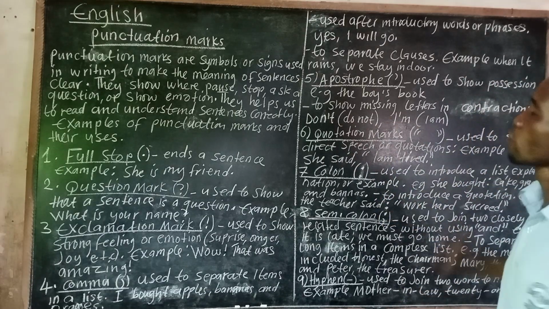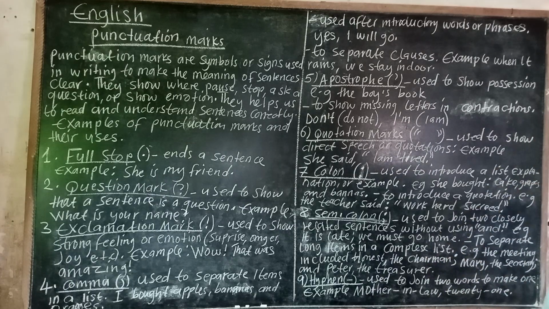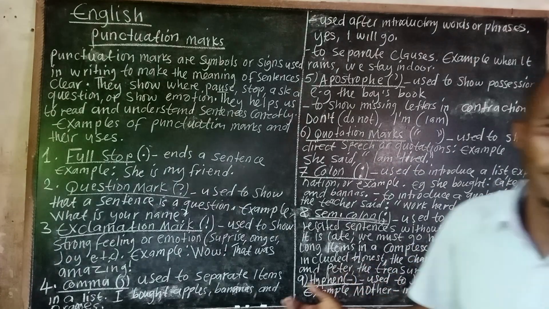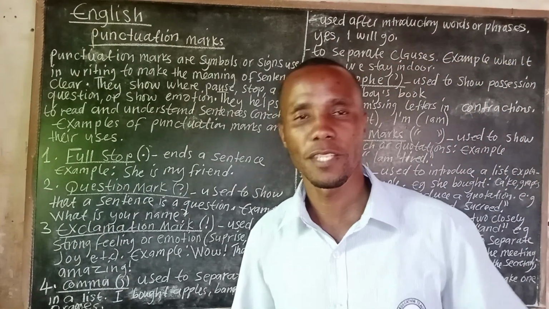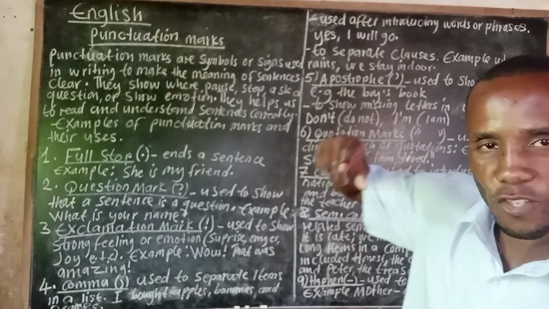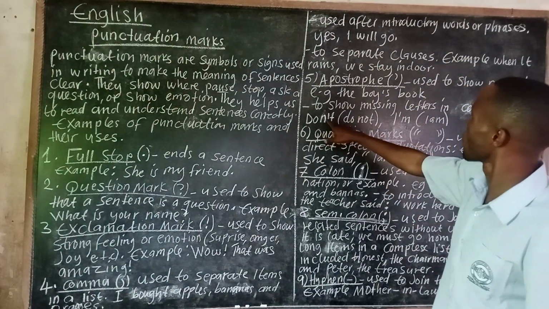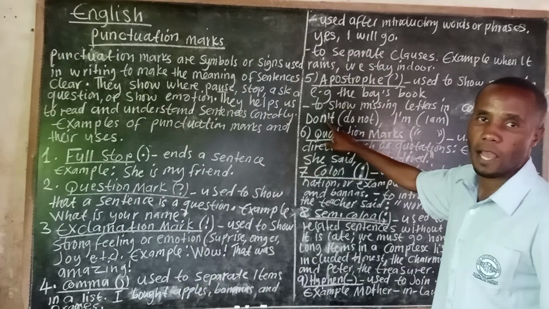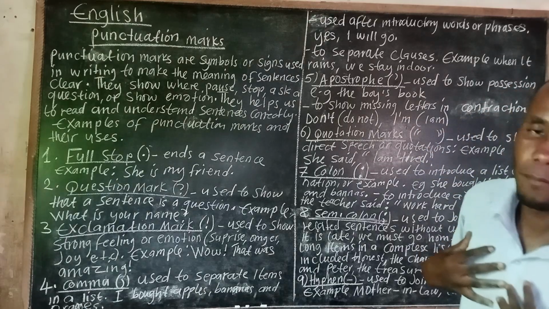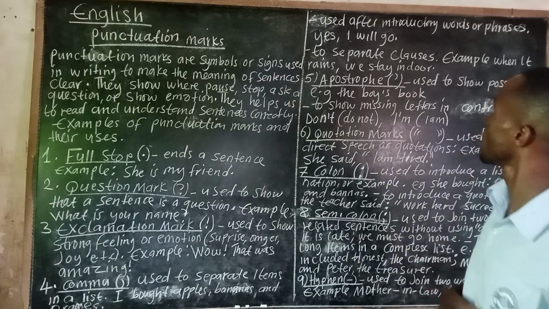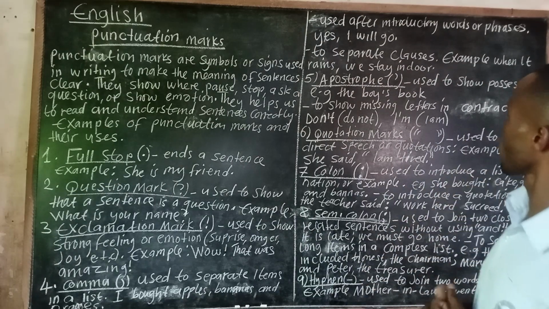No wonder we are saying it is used for what? Possession. Then to show missing letters in contractions. For example, if you want to say do not, you can say don't. So you are showing the missing letter, don't. Okay? So this one is what? Apostrophe. Do not. Then I am, you can say I'm. You just use the apostrophe. So that's the use of the apostrophe.